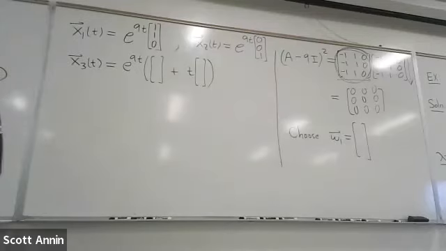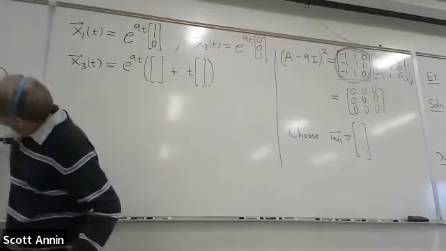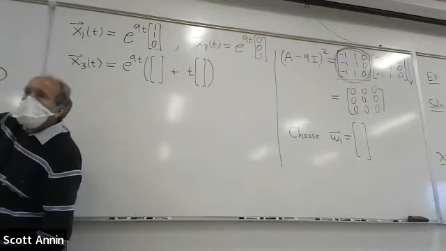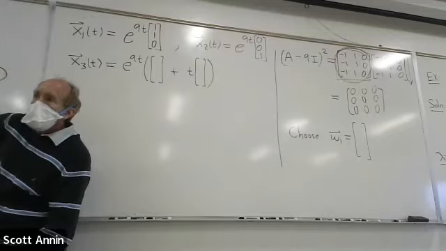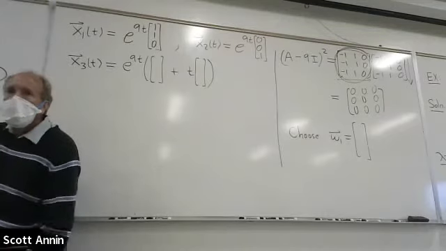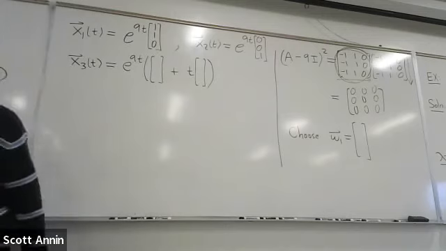What's wrong if W2 is 0? If W2 is 0, then look at how X3 looks compared to X2. They're basically the same, right? Because this W1 is just going to be a multiple of the V2, and you won't have 3 linearly independent solutions.